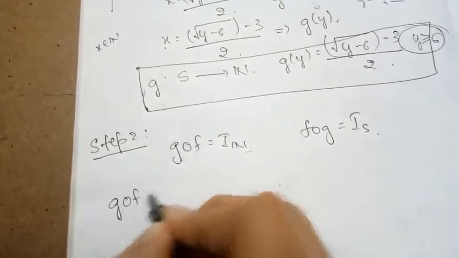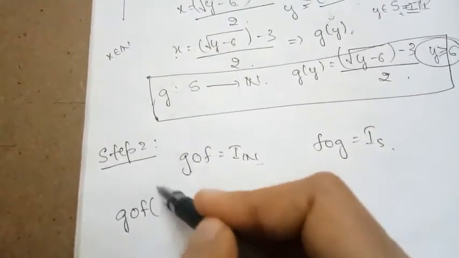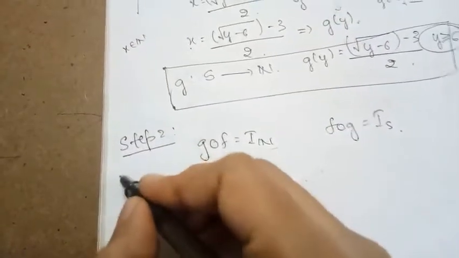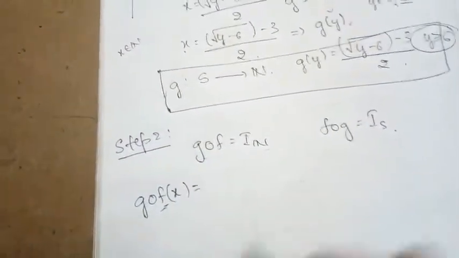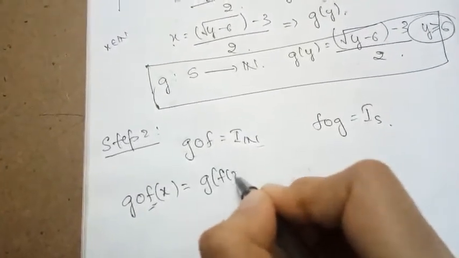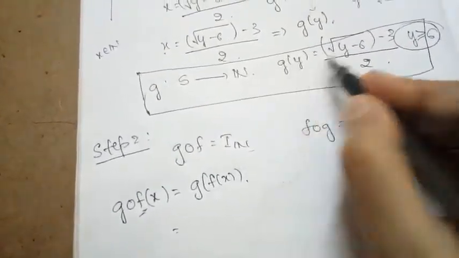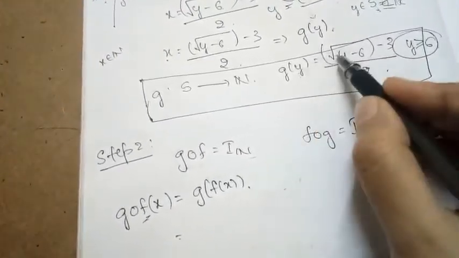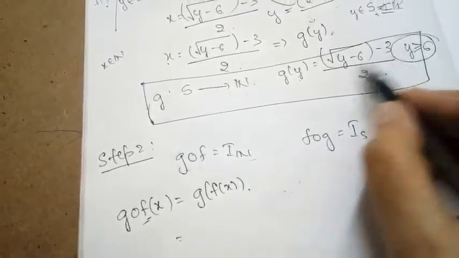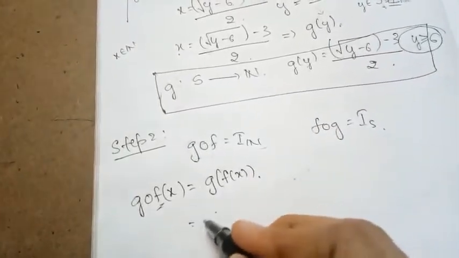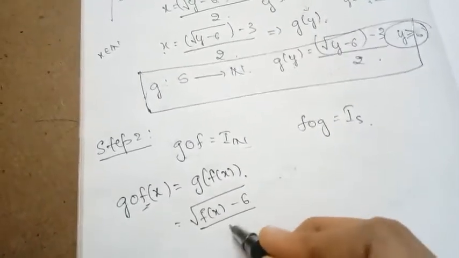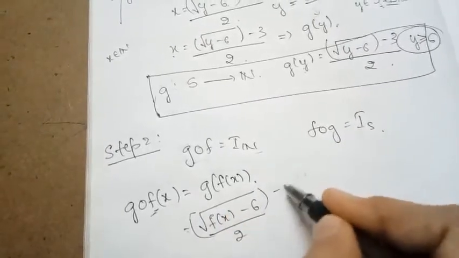First thing, gof. So what value are you taking as an input? From the domain of the function f. What is the domain of the function f? It is N, that is the set of natural numbers. So the elements belonging to the set of natural numbers are x here. So it becomes g of f of x. So g of y is square root of y minus 6 minus 3 divided by 2. So g of t means square root of t minus 6 minus 3 divided by 2. So g of f of x means what happens? Square root of f of x minus 6 divided by 2 minus 3.